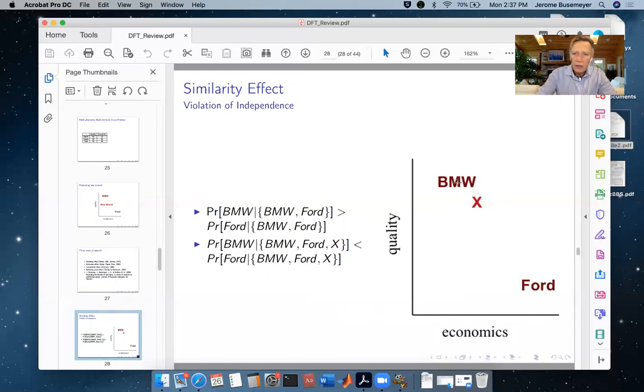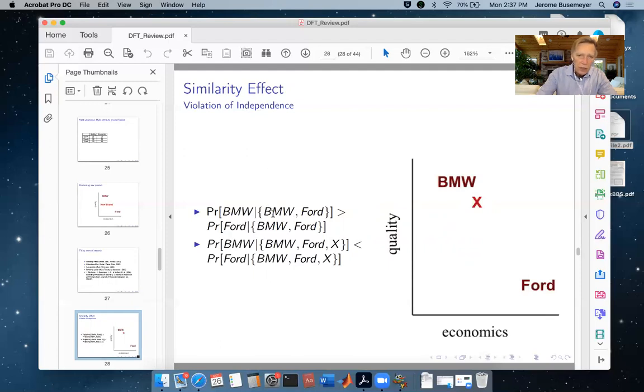So in a binary choice, maybe BMW is 0.6 and Ford is 0.4. But if you introduce X, now X competes with the BMW, so that 0.6 that was originally with the BMW is split between X and the BMW. So now it's 0.3, 0.3. BMW is now 0.3, but Ford is 0.4, so we get this reversal. That reversal is called a violation of independence.